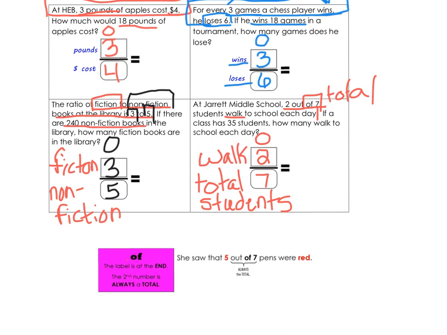So here it even states, it says of, the label is at the end, and the second number is always the total. So remember, she saw that 5 out of 7 pins were red. So we would write our original ratio, again, as 5 out of 7. That's our original ratio. So remember here, red would be our part, and our total would be the 7, just like we talked about in the last one, okay?